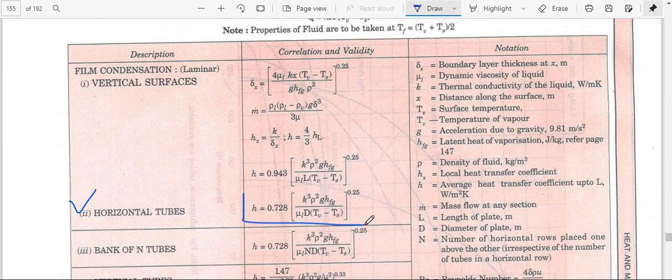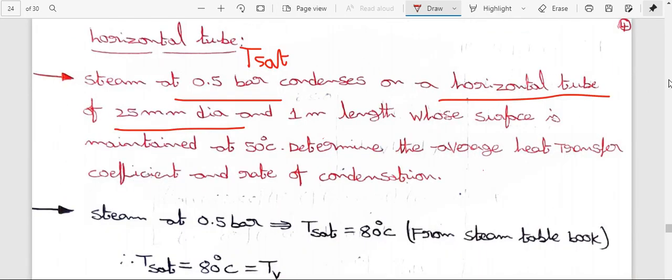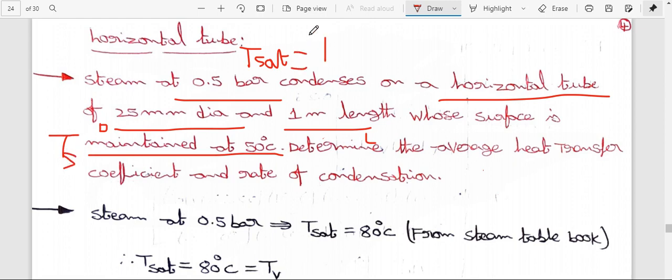So here h equal to 0.720, so we can observe like this. Horizontal tube of 25 mm diameter, so d is equal to 25 mm, and 1 meter length, L equal to 1 meter, whose surface is maintained at a temperature of 50 degrees. So here the saturation temperature and vapor temperature is at 0.5 bar.